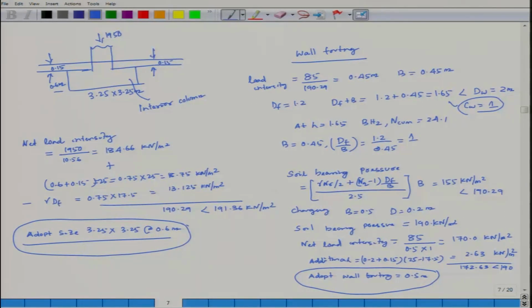Only one part I left, that you can try, that is your settlement. Check the settlement whether it is coming below 25 mm or not, considering this footing size. That part I left. Next class I will go for footings in clay. I will stop here. Thank you.